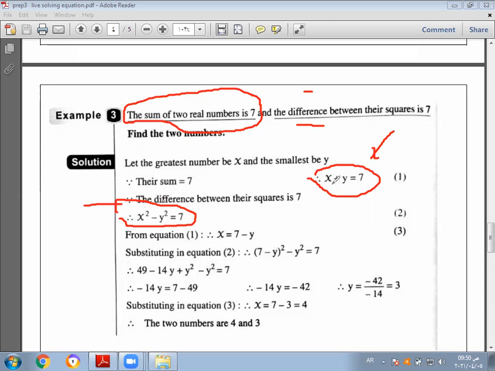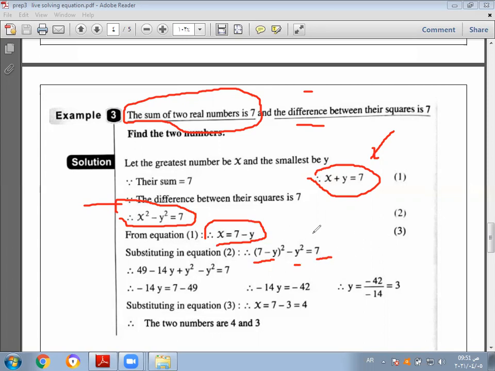So we can say x plus y equals 7. It means that x equals 7 minus y. We substitute this in the other equation. We replace x by 7 minus y. So (7 minus y) all power 2 minus y power 2 equals 7.